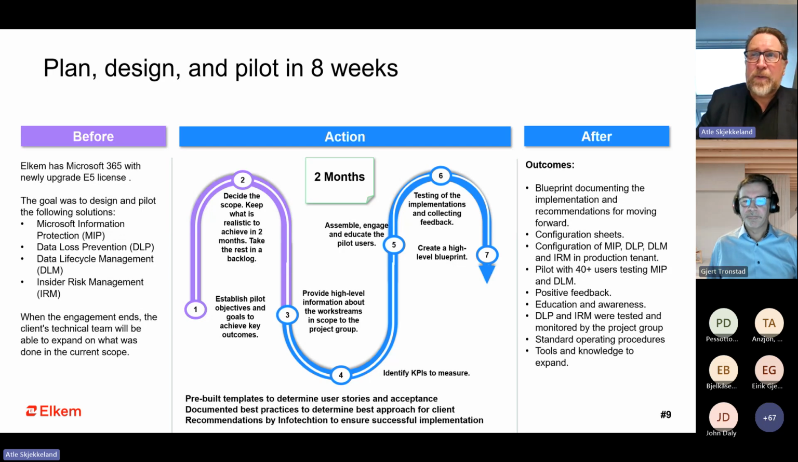But the outcome after 8 weeks was basically a blueprint, configuration sheets, configuration in the production tenant, a pilot with 40 users, evaluation of the pilot, and a plan for how to do this with an operating procedure, which is a lot of the standard template. But let's break this down in a little bit more detail.